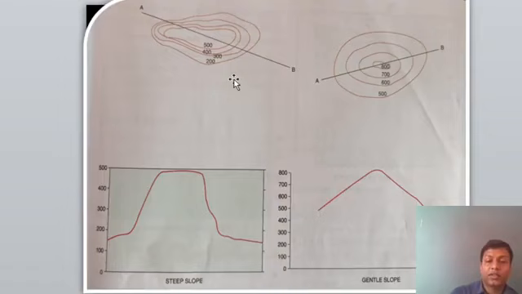Look at this. This is a steep slope figure, the actual ground figure, and this is the contour lines. You can divide the contour lines and point them out as A and B, like that. Which one line definitely passes through the center of the contours. Okay, I hope it is clear.